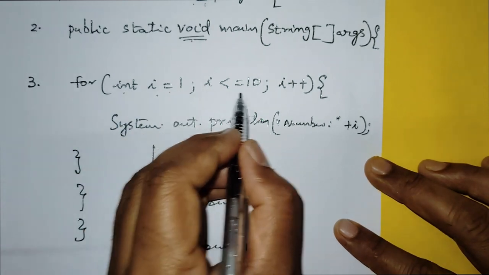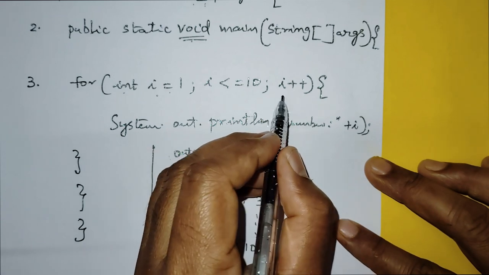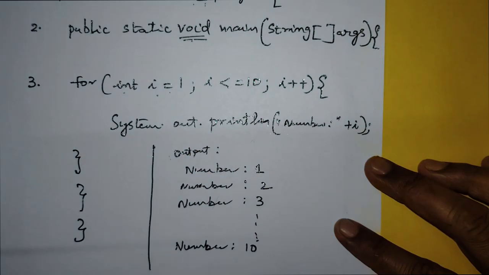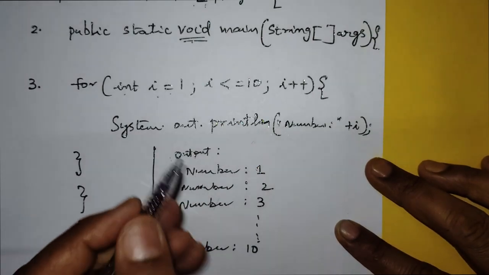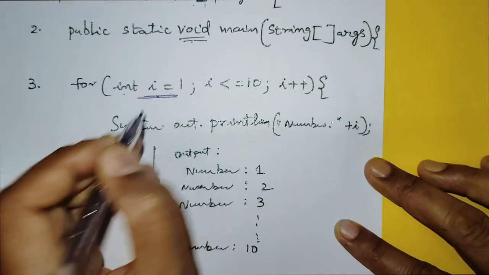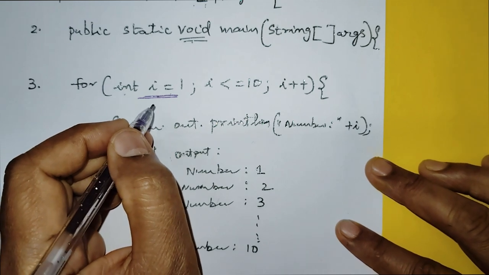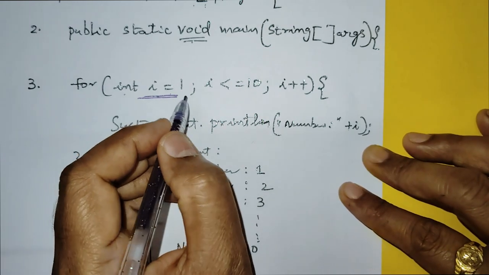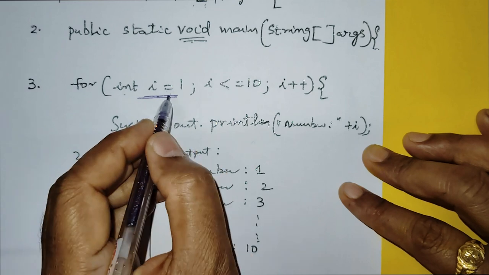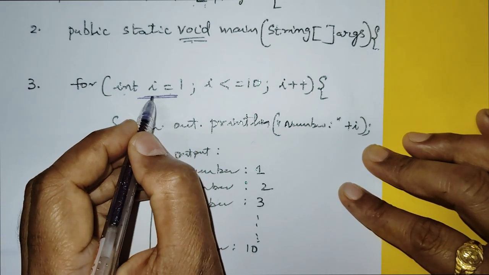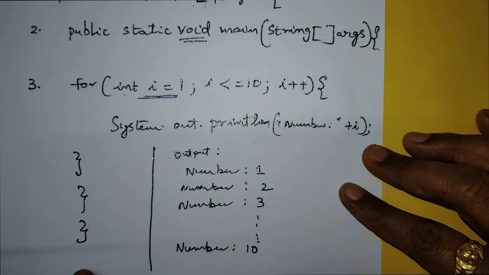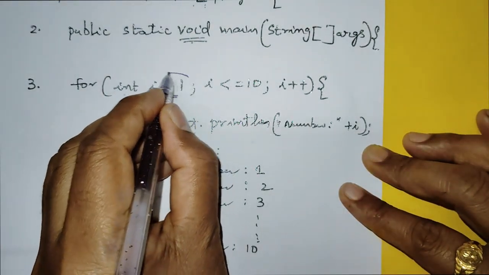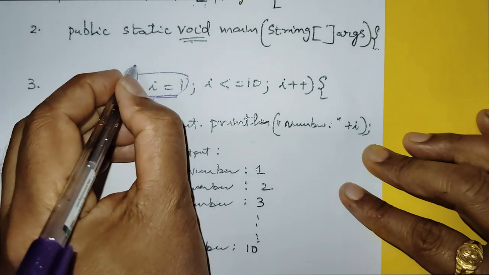Here there are 3 things in the for loop. What is the syntax of the for loop? This int i equal to 1, what will it do? Int i equal to 1 means initialization. The variable i is initialized to 1. This part goes to the initialization part.